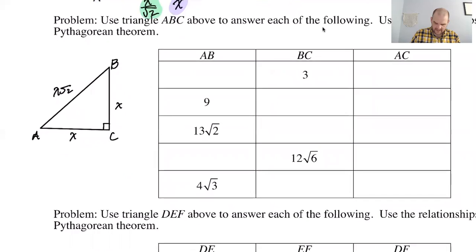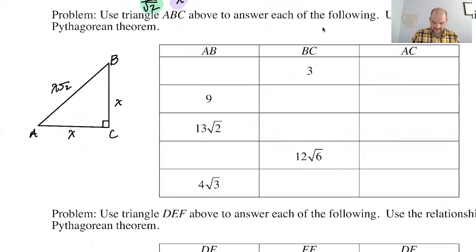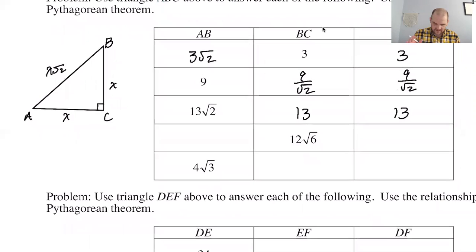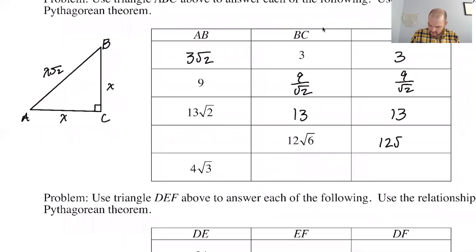All right, so if I know BC is a leg, so BC and AC are the same, and then this should be 3 root 2. Okay, if I know AB, that's the hypotenuse, which means each of the legs is the hypotenuse divided by root 2. So this will be 9 over root 2, 9 over root 2. Okay, what if the hypotenuse is 13 root 2? Well, to get each of the legs, I have to divide that by root 2, so it'll be 13 and 13.